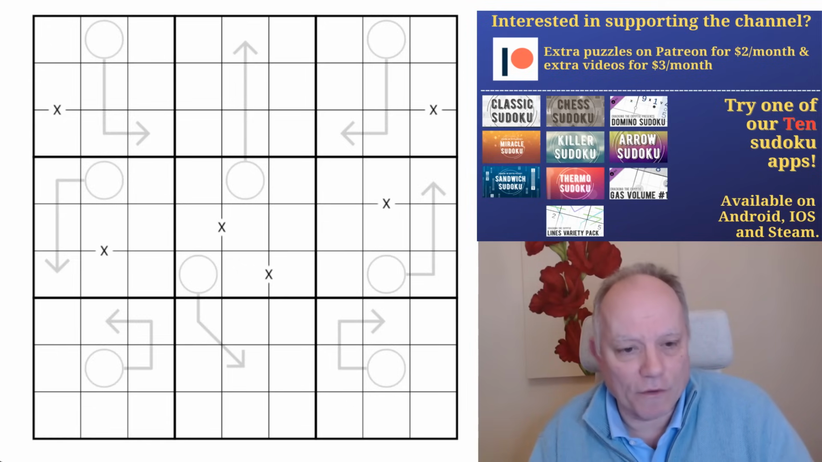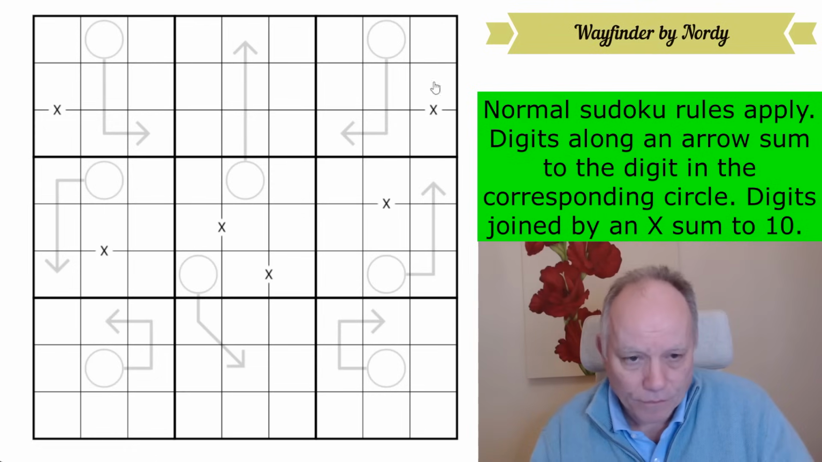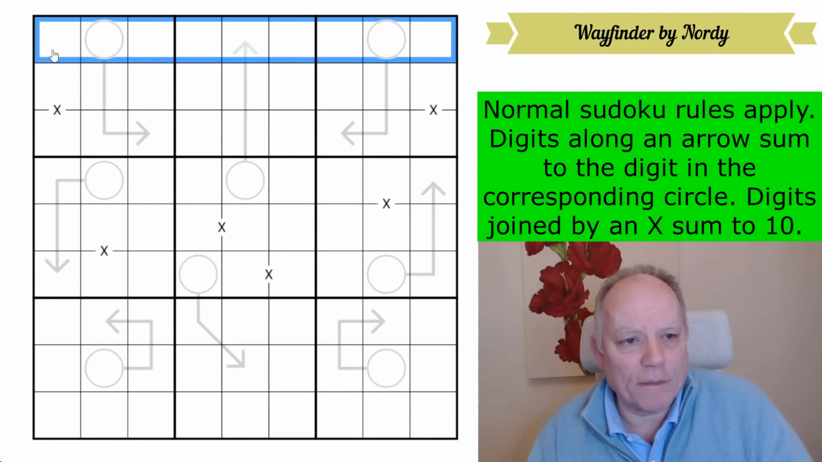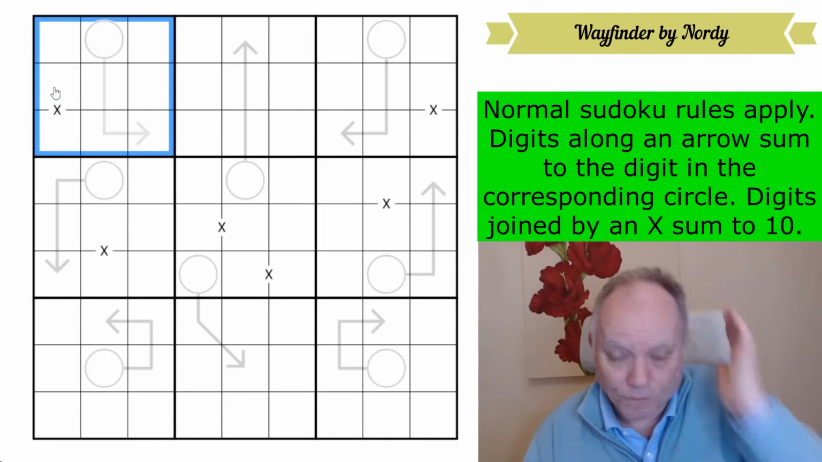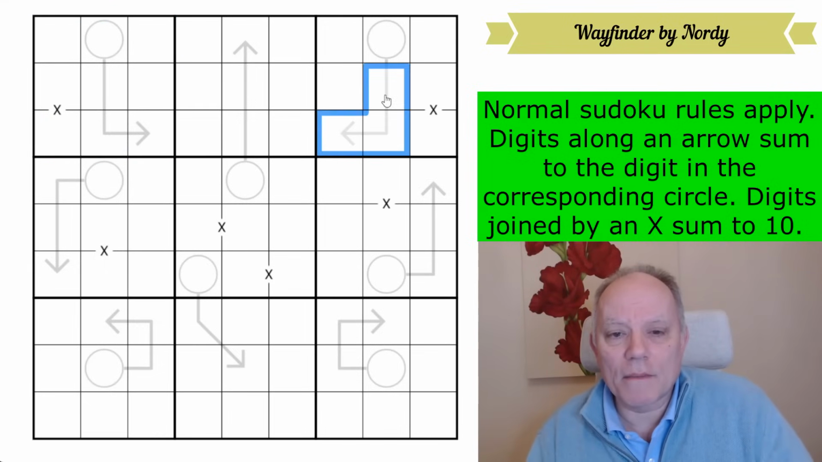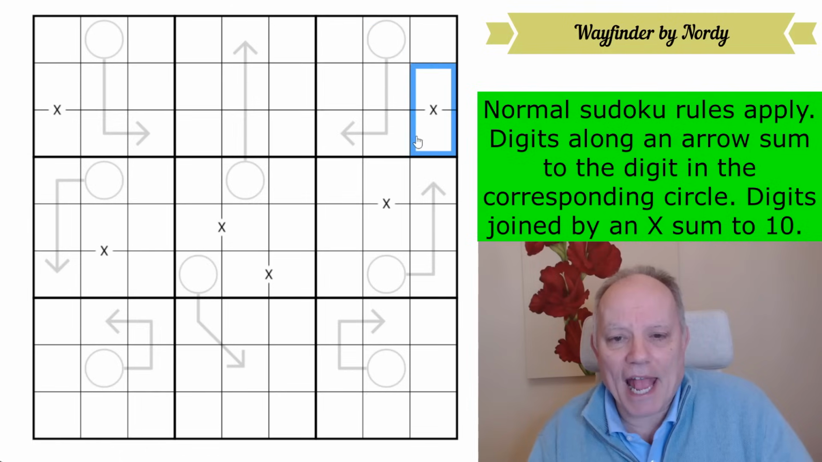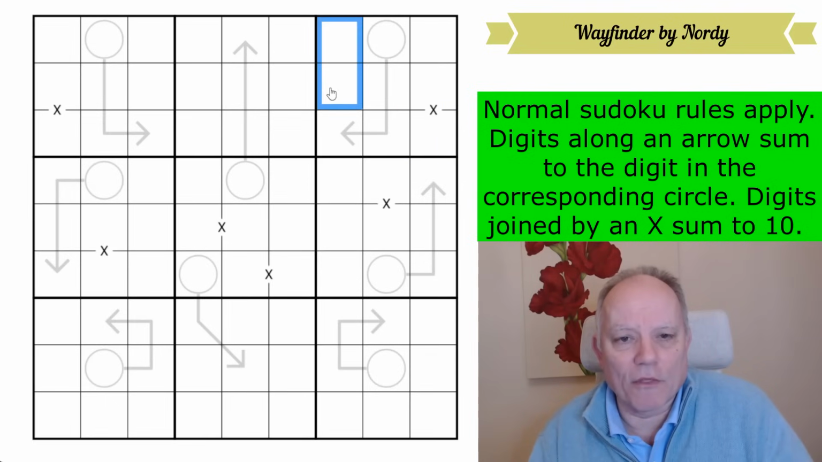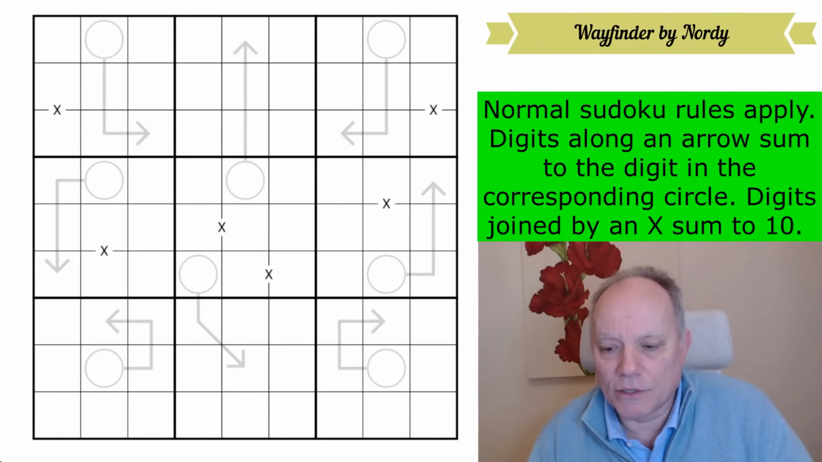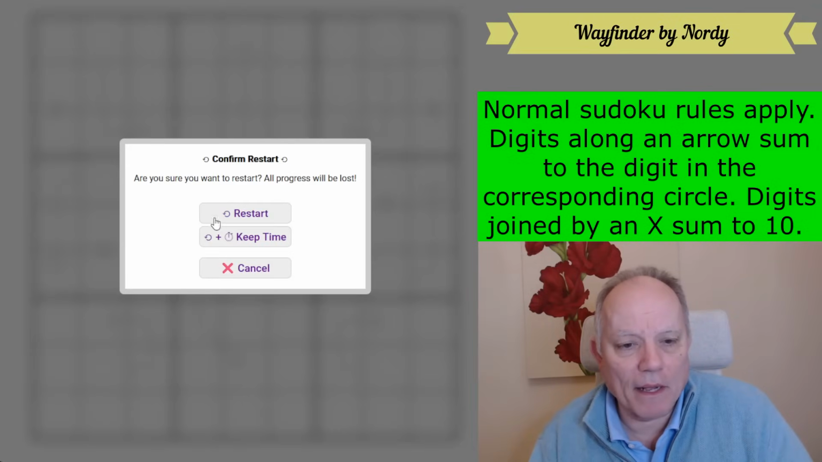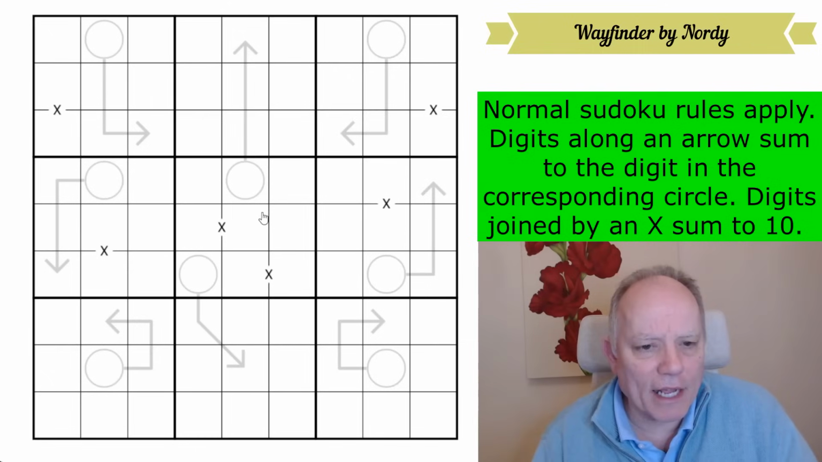But I am going to go through the rules and then tackle the puzzle. So, normal Sudoku rules apply. We'll be trying to put 1 to 9 in every row, every column, and every 3 by 3 box of the puzzle. Digits along an arrow sum up to the number in the attached circle, and digits joined by an X sum to 10. Now, as I say, no negative constraint, so those digits could sum to 10 as well. But give it a try on that first link under the video. I am going to try it now. So let's restart my clock and say, let's get cracking.